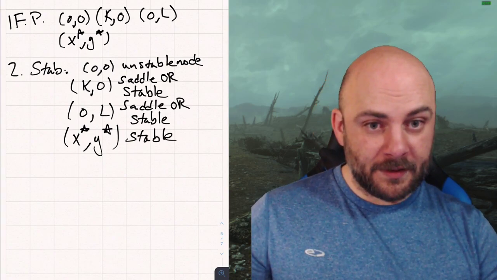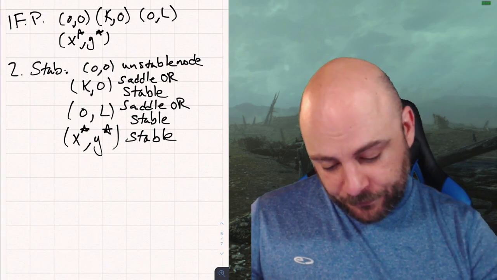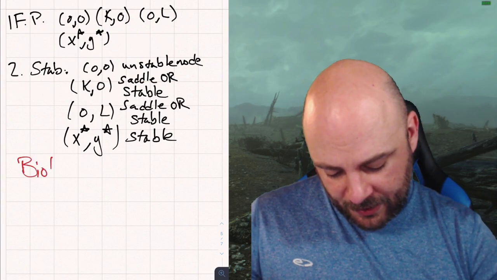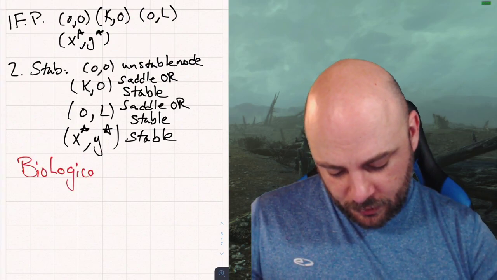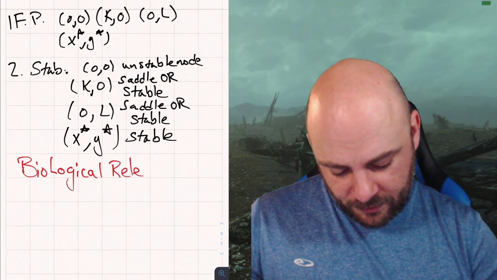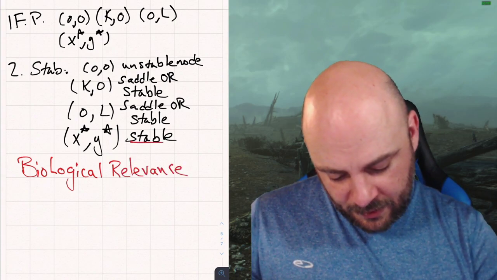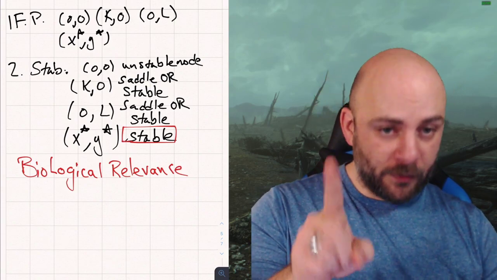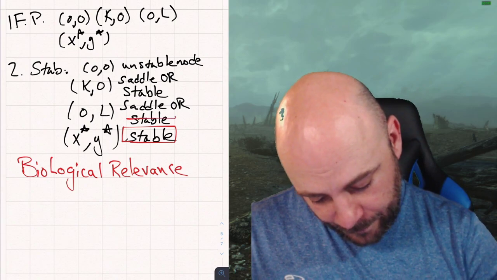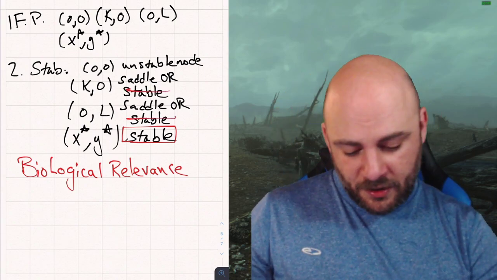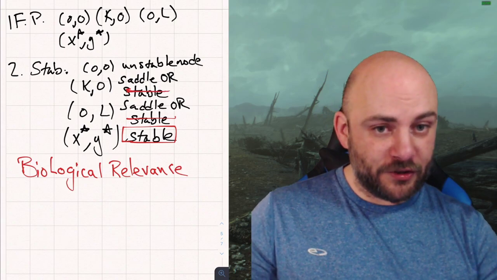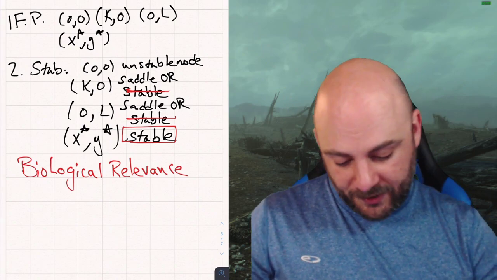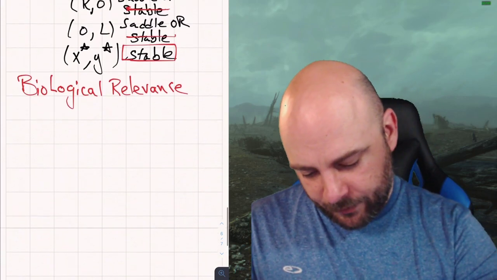That's it. In order to get here, we're going to have the red biological relevance. This could have been a saddle if it wasn't biologically relevant. Each of those stable conditions ended up being biologically irrelevant to us. So we got an unstable node, 2 saddles, and a stable point. We weren't sure if it was a node or a spiral.